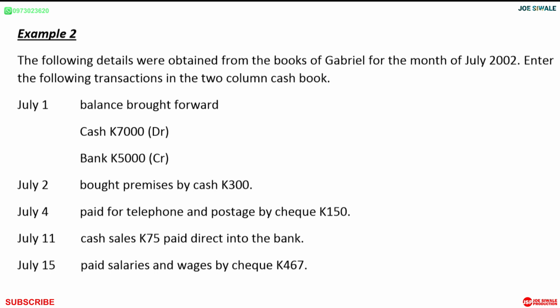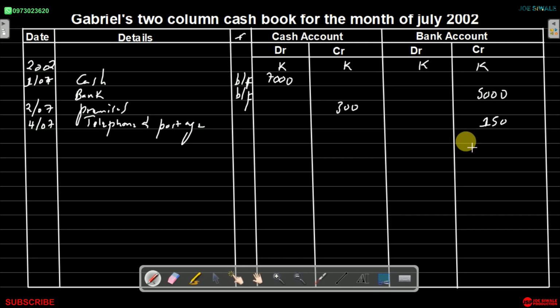Then on the 11th of July, cash sales amounting to 75 paid direct into the bank. So that means that money was coming into the business, and since we made cash sales and it was deposited into the bank, that means that we're going to debit the bank account. So we have 11th of July, and in our details we're going to say sales, and we're going to debit that amount to the bank account, which is 75.